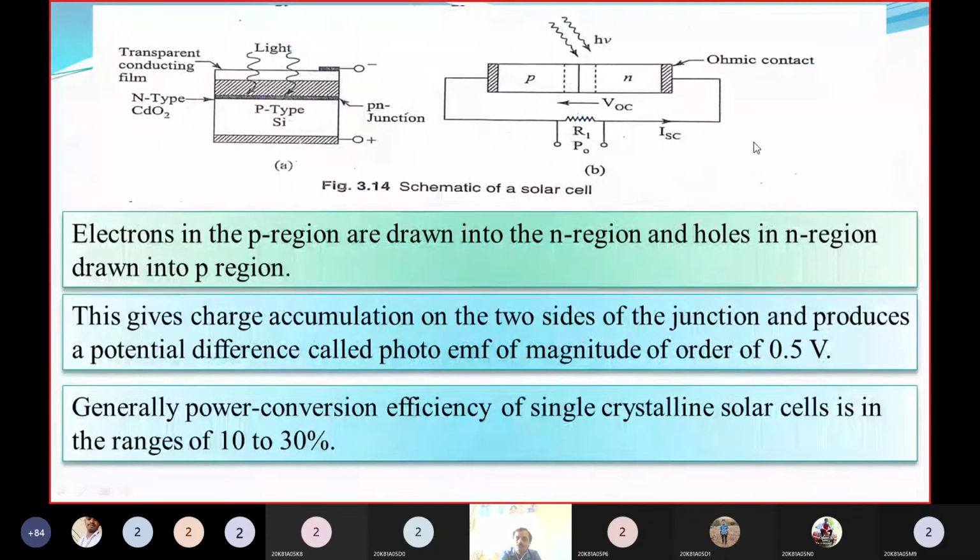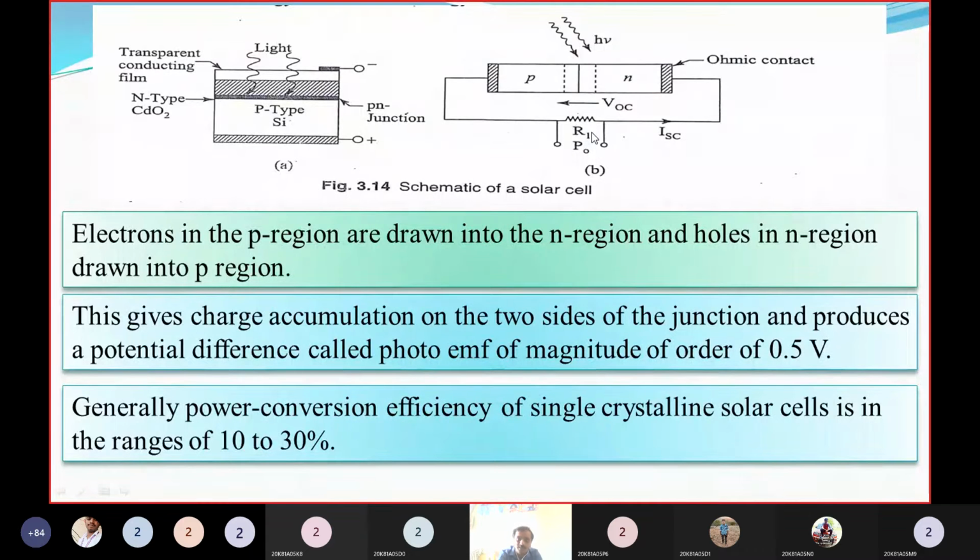Current also, so here a potential difference will be there. Whenever a potential difference is there, current will automatically pass through that circuit. In these two regions there is a potential difference. If you connect the circuit, there will be some current passing through that circuit.